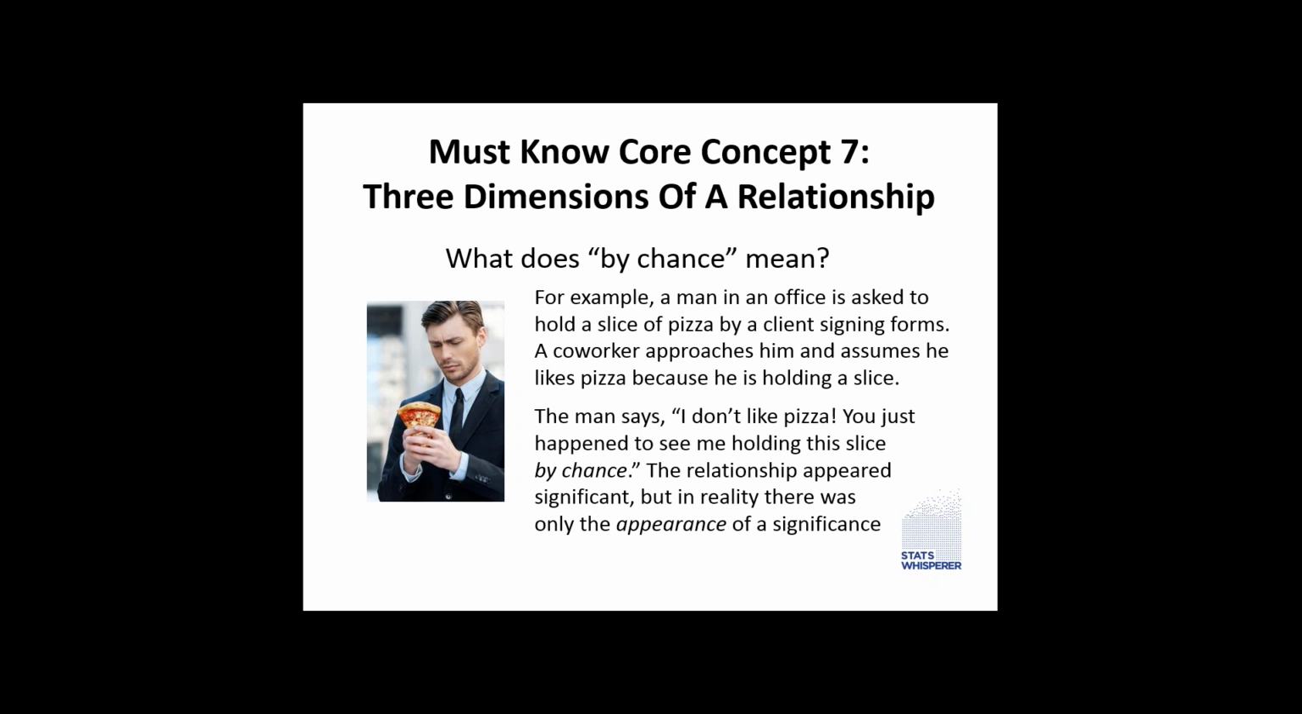It's even in our everyday vernacular, right? By chance. So essentially what happened is the relationship looks significant. You see someone holding a pizza, and of course it looks like there's a relationship where the person likes pizza, a significant relationship between the person and pizza. But it's only the appearance of significance. So that's a by chance.